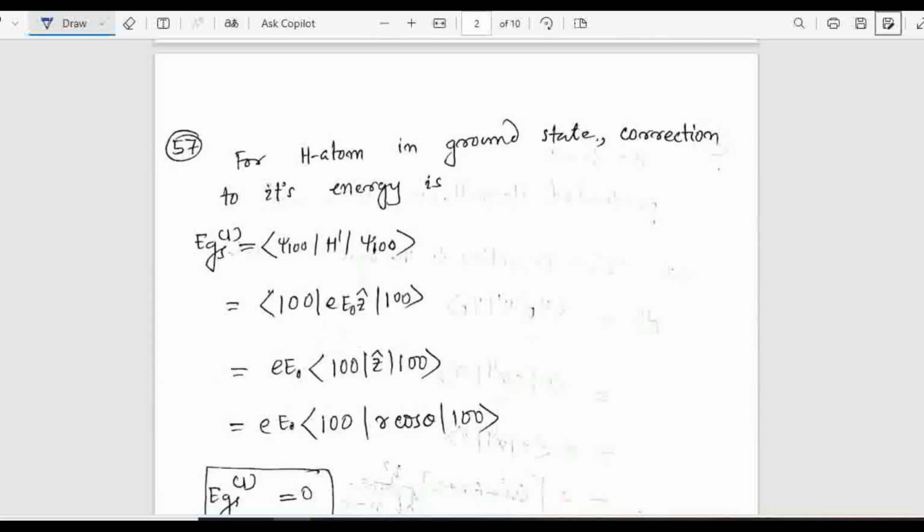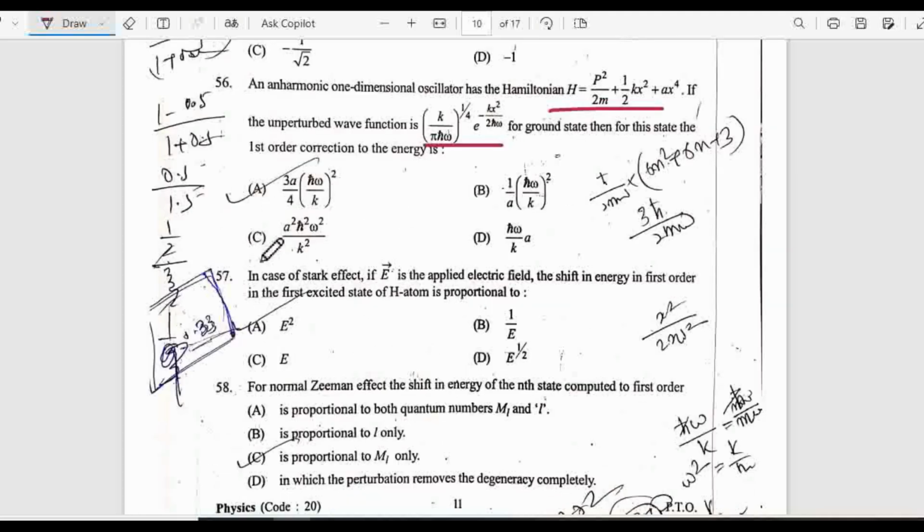Now coming to question 57. The question has asked, in case of the Stark effect, if E vector is the applied electric field, the shift in the energy in the first order, in the first excited state of the hydrogen atom, is proportional to what? That means we have to find the proportionality of the shift in the energy with which term of the external electric field. Is it linearly proportional, or proportional to E to the power square or any power term? So we have to find that.